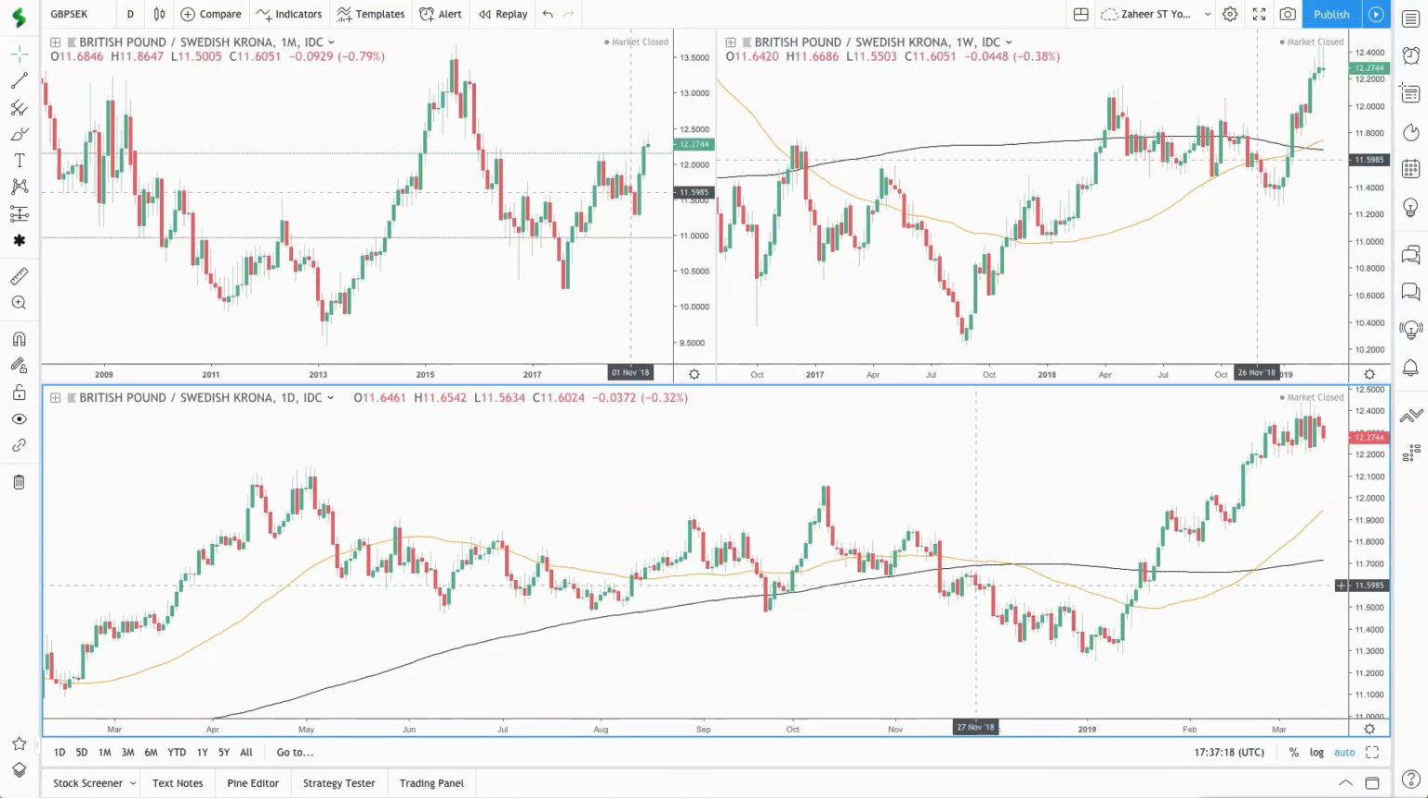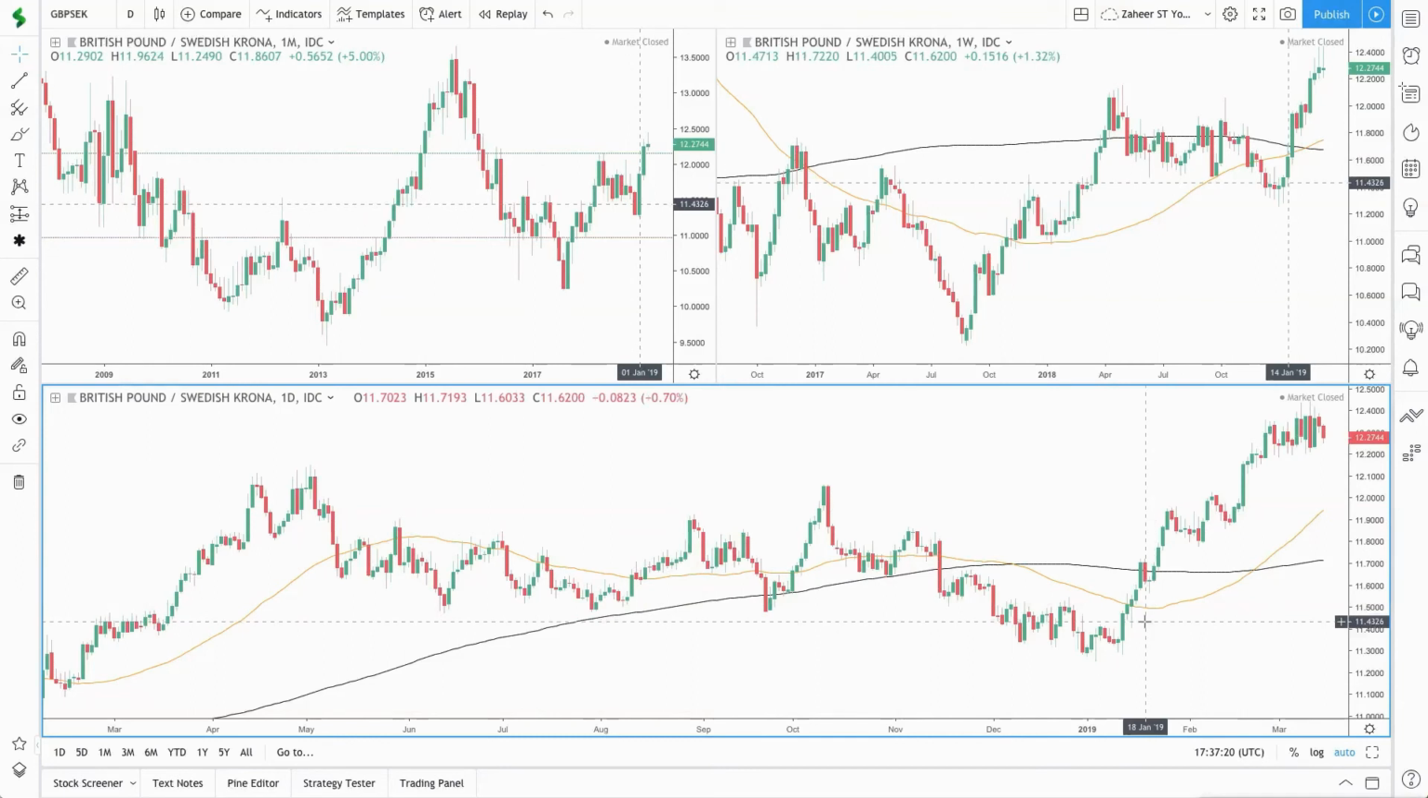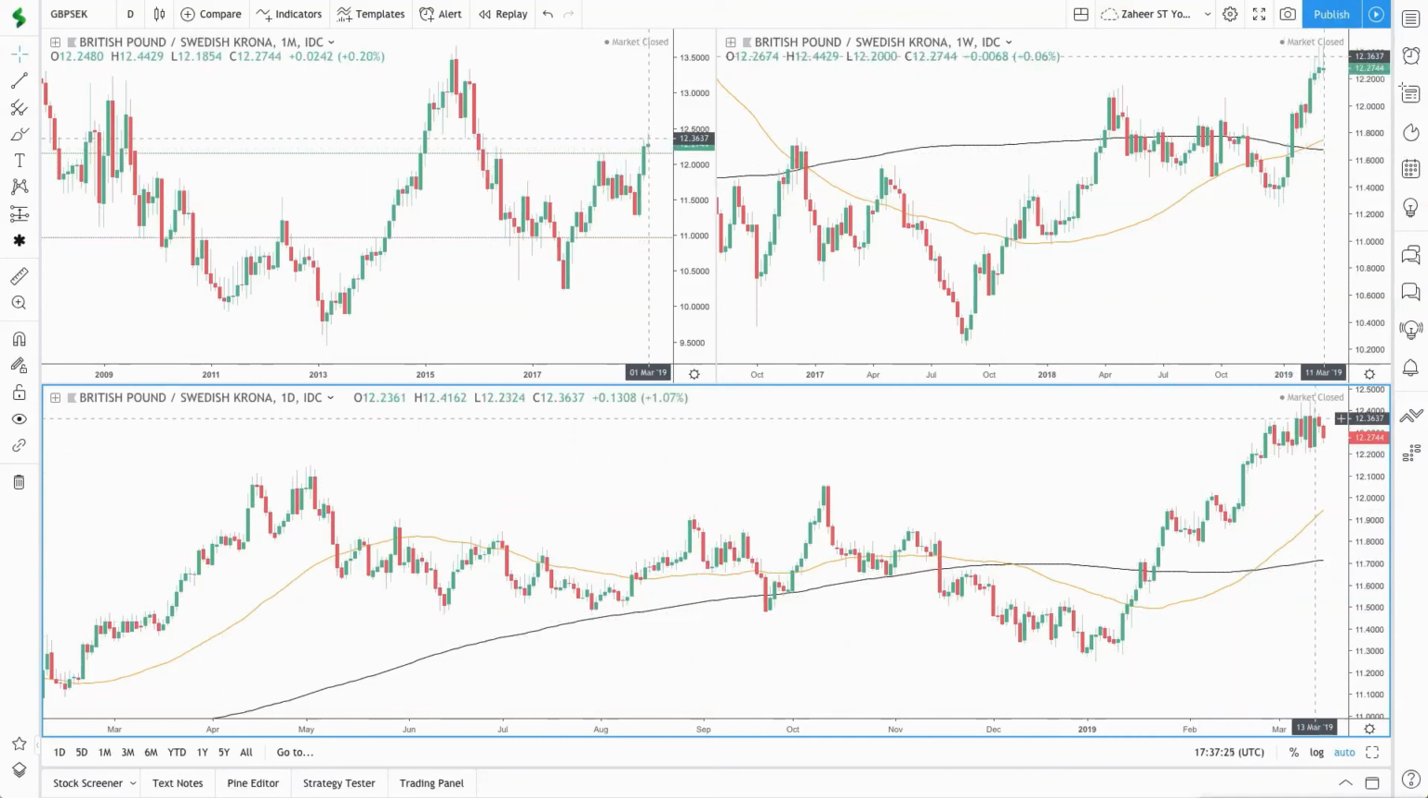Come down to the daily time frame, price above the 200 and the 50 simple moving averages. We had a golden cross back in February. Nice bullish trend in progress. We have had a long trade triggered, but price is currently just in this mini area of consolidation.